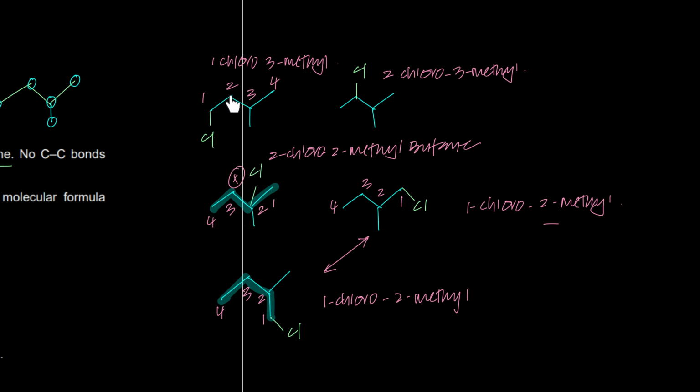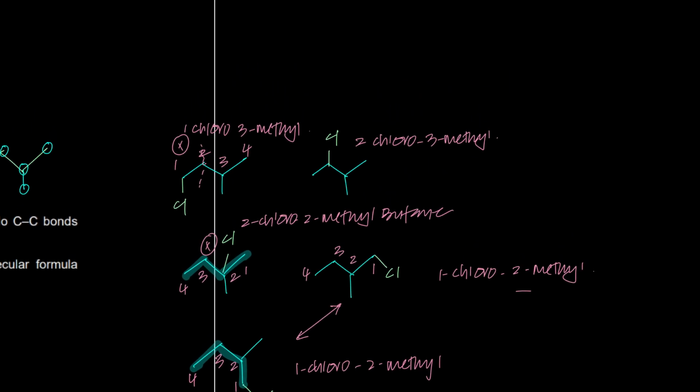Similarly, this carbon right here is bonded to a CH3 and to this fella, but it's also bonded to 2 hydrogens. So this is also not chiral. This carbon is the same as this. The remaining carbon is this fella right here, 2 chloro 3 methyl. And if you look at 2 chloro 3 methyl, is this chiral?